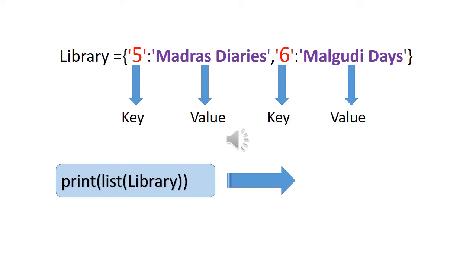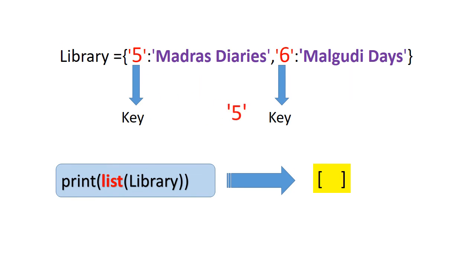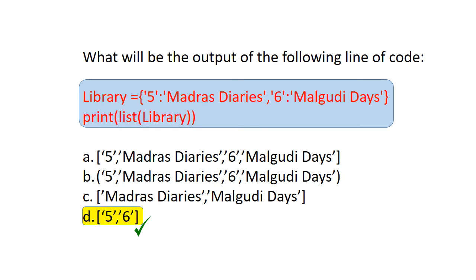When we convert the library variable into a list and print, obviously we will be seeing a list as the output. But what will be stored inside the list? Do you think the keys will be stored or the values or both? Remember, keys only will be stored inside the list and not the values. So the answer is 5 and then the 6. So the right option is D.